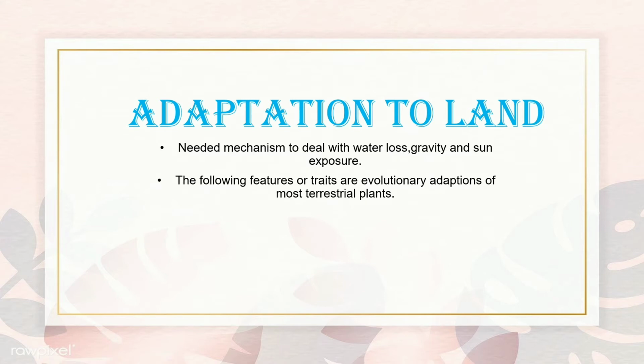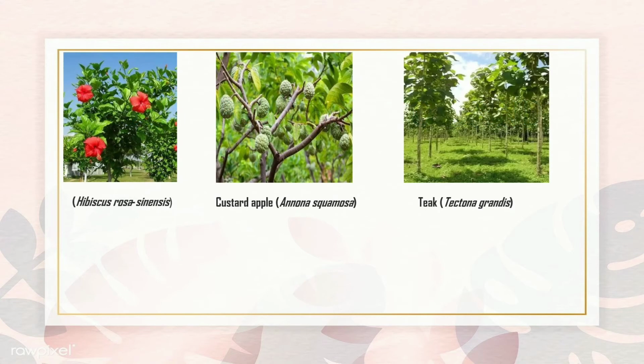Before we proceed, what are terrestrial plants? Terrestrial plants means the plants that grow on land. Here are examples of terrestrial plants: Hibiscus rosa-sinensis, custard apple or Annona squamosa, and teak or Tectona grandis.